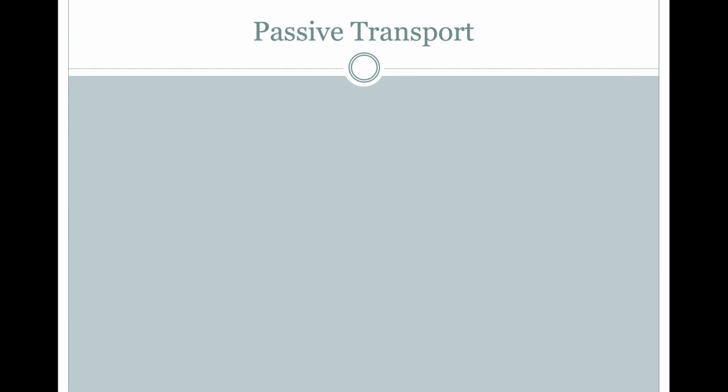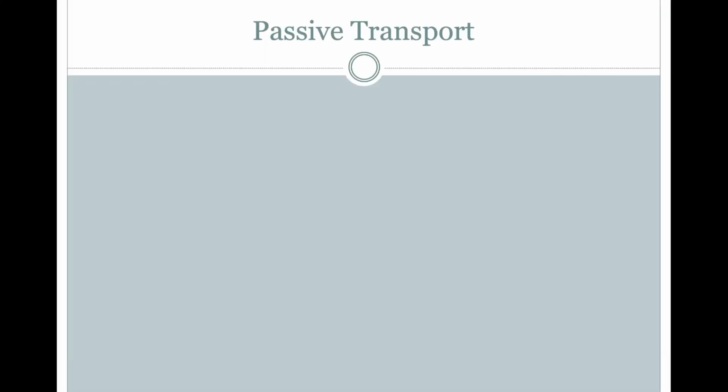Let's pause here for a second. Okay, so let's talk about different types of transport, the way that cells get stuff into and out of the cell, passing through that cell membrane.